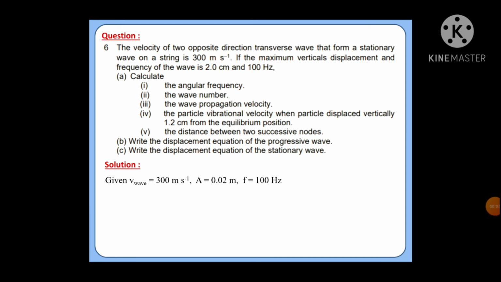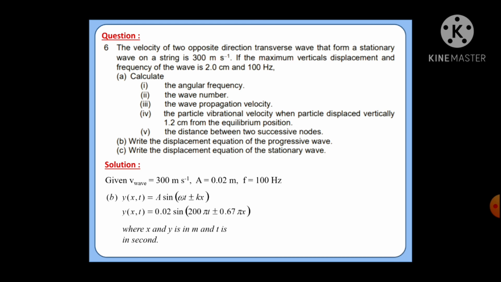We need to write the displacement equation for the progressive wave. So first step, write down the general equation for the progressive wave, and we need to substitute the value of amplitude, angular frequency, and also the wave number inside the equation. From the calculation and also from the given information, we get that the equation for the progressive wave is y = 0.02 sin(200 pi t plus minus 0.67 pi x). The unit for this progressive wave is x and y in meter and t in second.